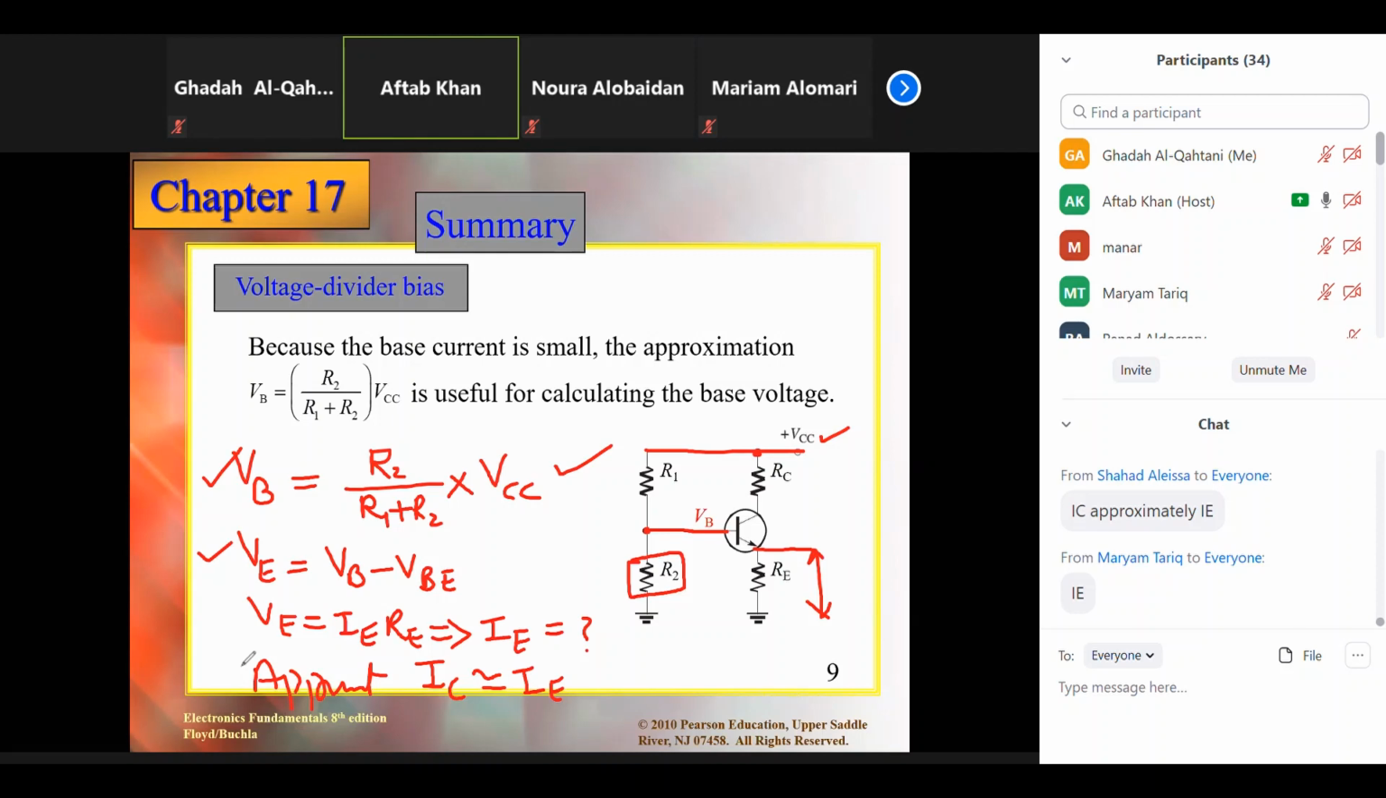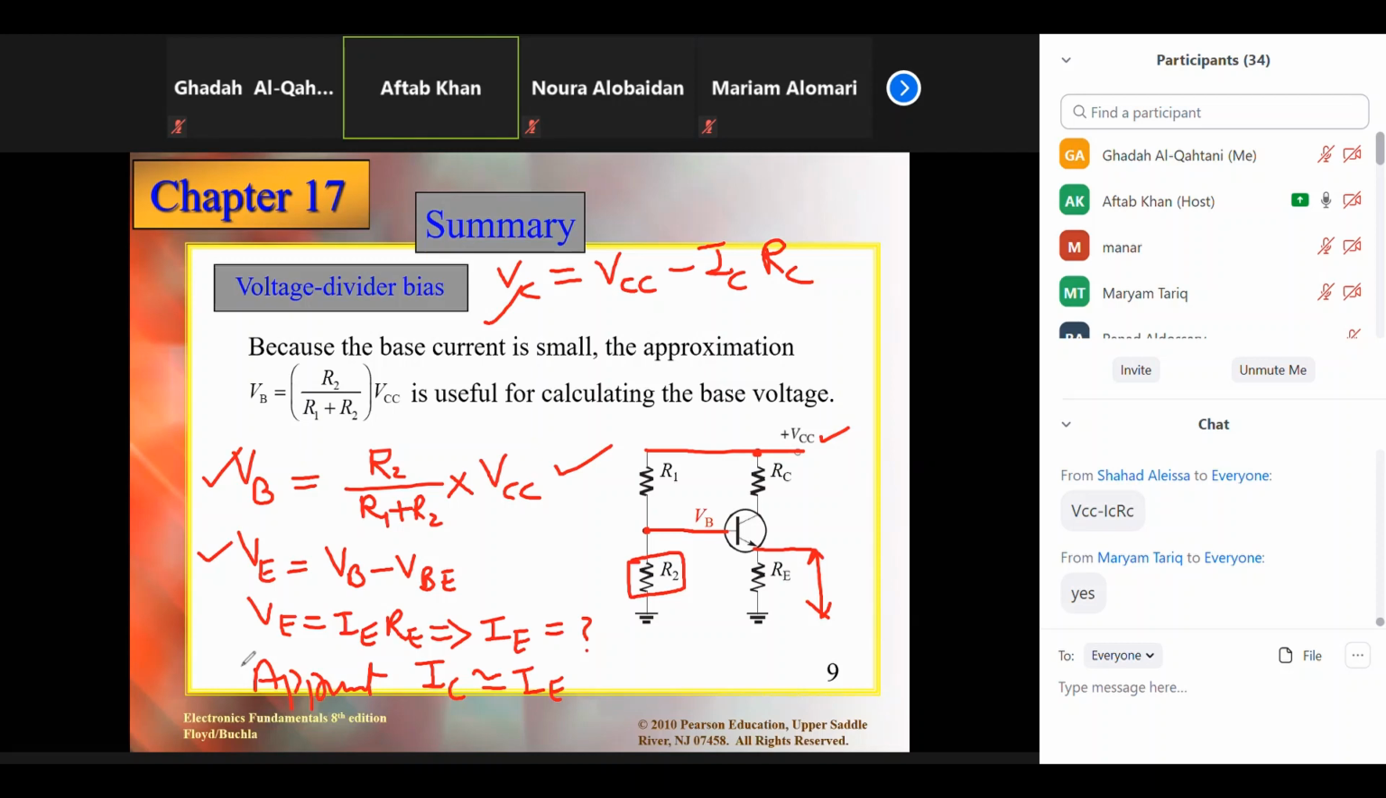Now, which voltage is remaining? VB is clear, VE is clear. Then VC is not clear. And what is VC? VC is VCC minus IC into RC. Do you know IC? Do you know RC? Do you know VCC? Which will be given. Just put the value and calculate the VC. So this way we have calculated all the voltages.